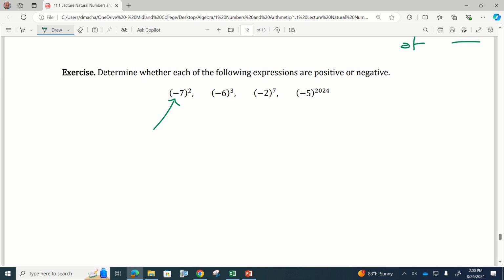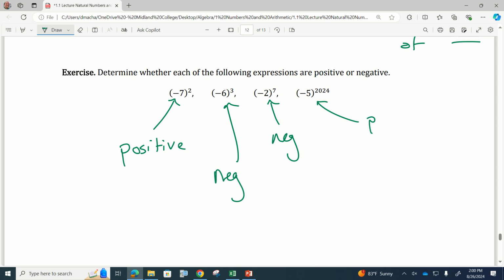-7 squared, positive or negative? Positive. Yeah, because if I expand that out, -7 times -7, that's an even number of negative signs. This would be negative because 3 is odd. This would be negative because 7 is odd. And that's positive. Very good.